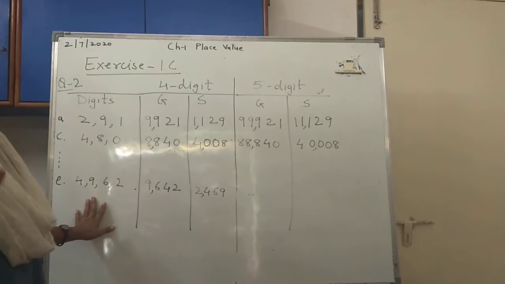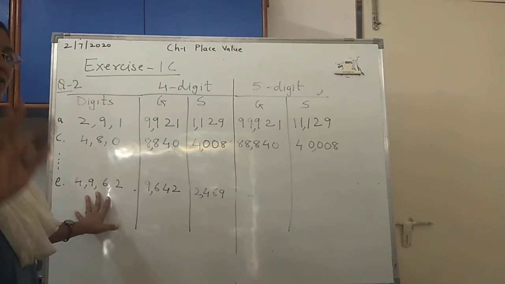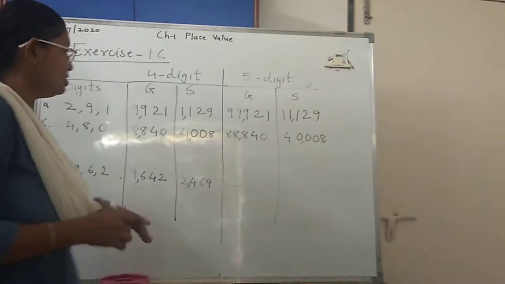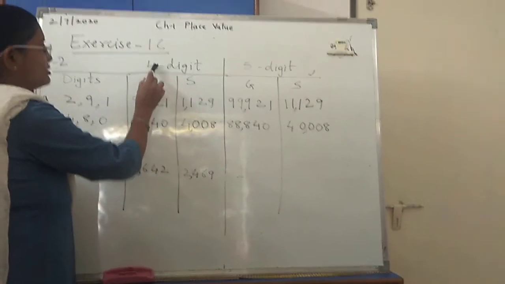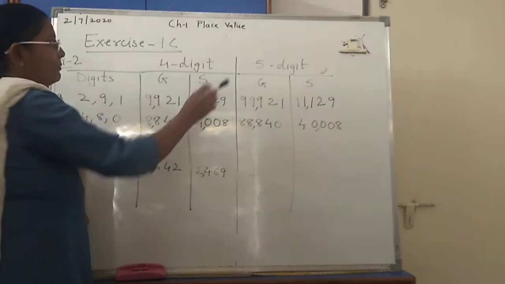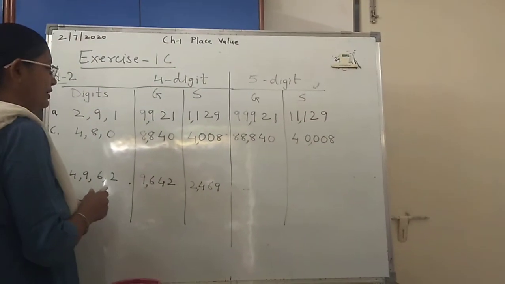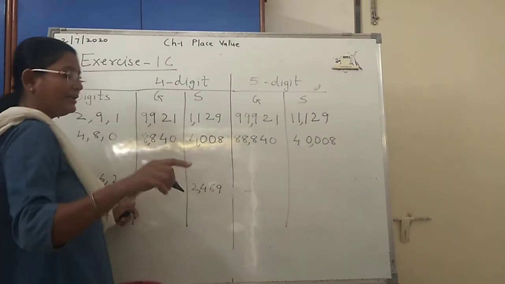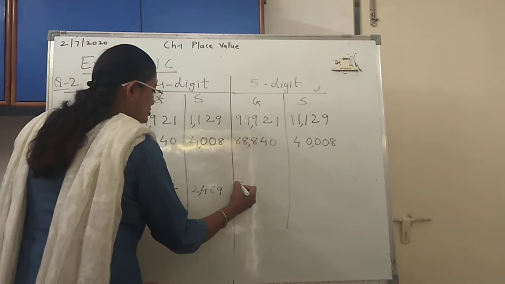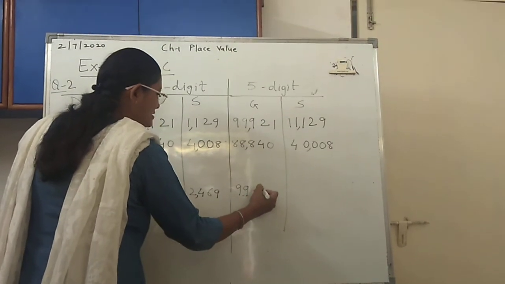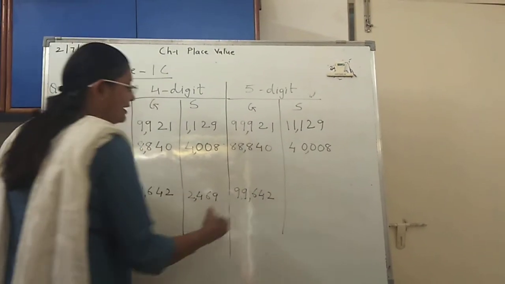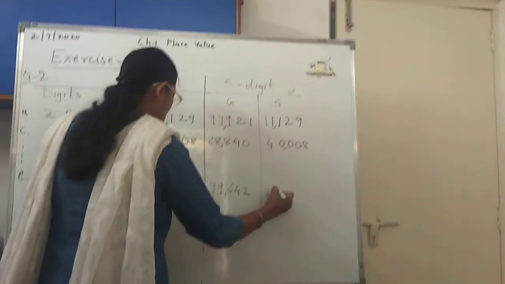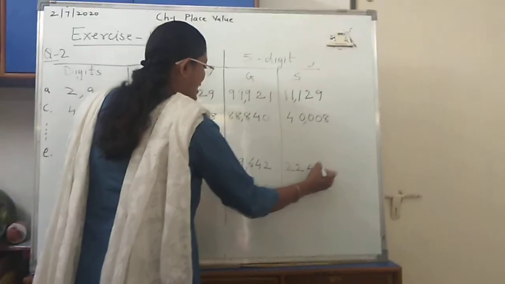This is a 4-digit number, means these are 4 digits given to you. And you have to build now a 5-digit number. So here you need to repeat. Here it was 4-digit, we don't need to repeat, but here you have to repeat. So what you will repeat? In the greatest number, you will repeat the greater digit. Greater digit is 9. So 99642, that is 99,642. And here 22469, that is 22,469.